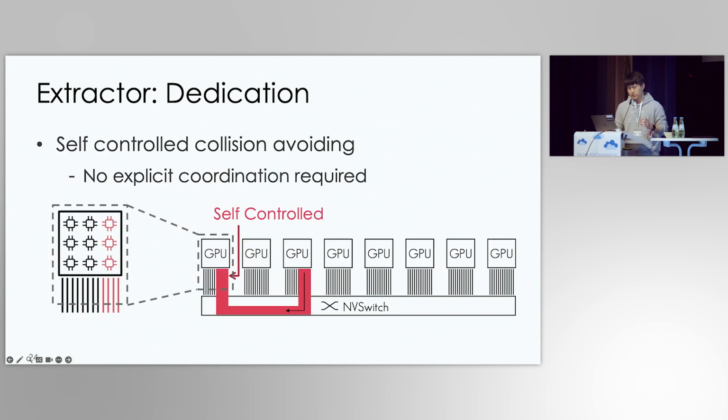Note that this solution also works well on the switch-based platform at the same time. On a switch-based platform, this method lets each GPU voluntarily use only a portion of the bandwidth of each remote GPU. Thereby, the congestion is avoided in a self-controlled manner without introducing explicit coordination between GPUs.